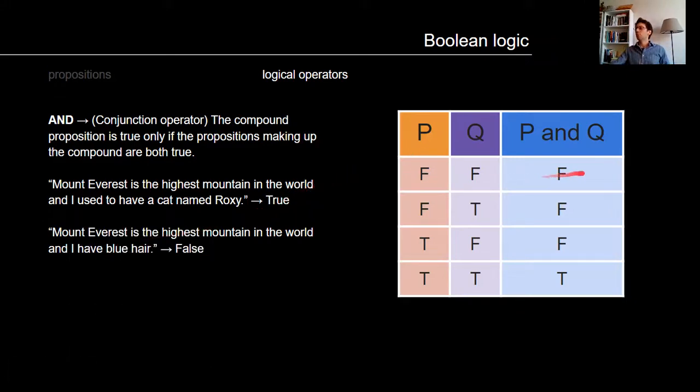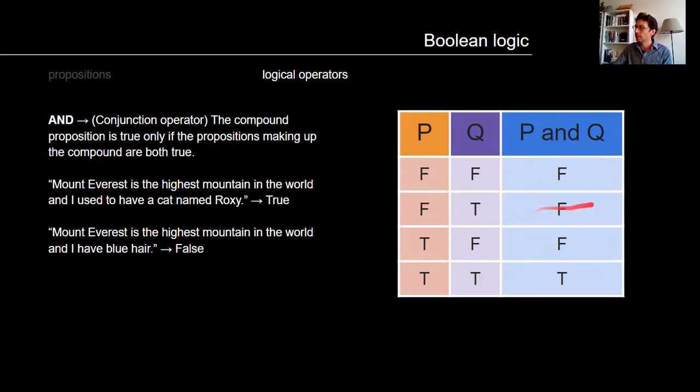Okay, let's look at this row here. When the truth value of proposition P is false, and when the truth value of proposition Q is false, the truth value of P and Q is also false. This is how you should read this truth table.